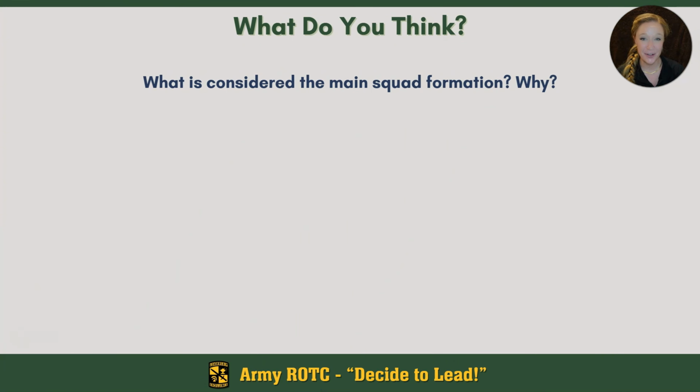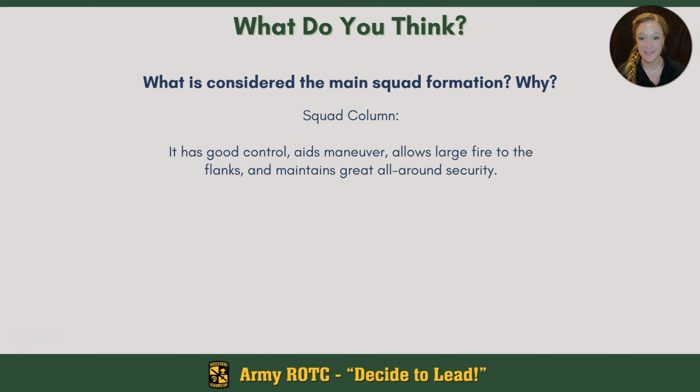So quick check, which one's the main squad formation and why? Well, that's your squad column. That's because we've got good control, easy to maneuver. Just like with the wedge, we can expand and contract as needed. We've got great fire capabilities to our flanks, and we've got 360-degree security.